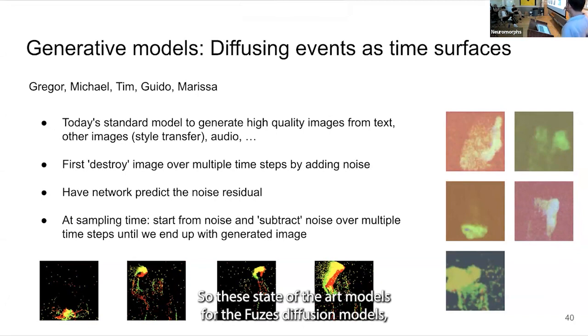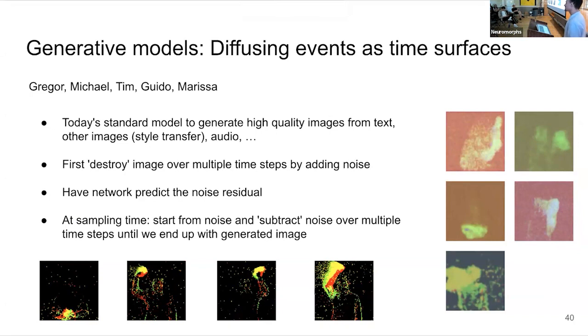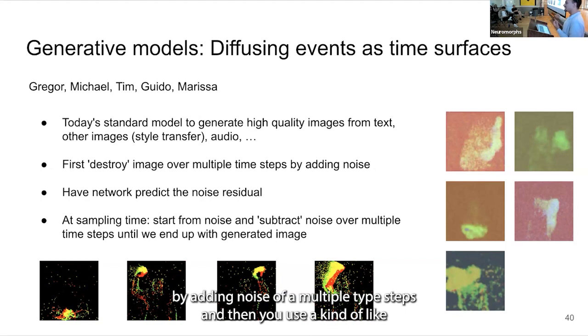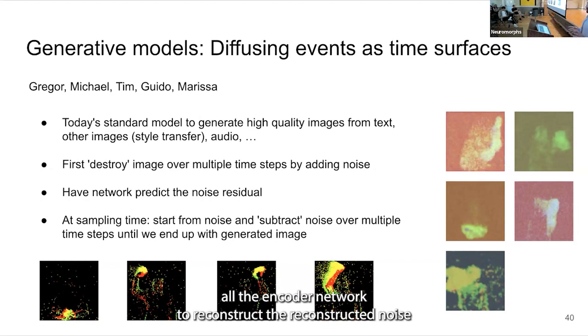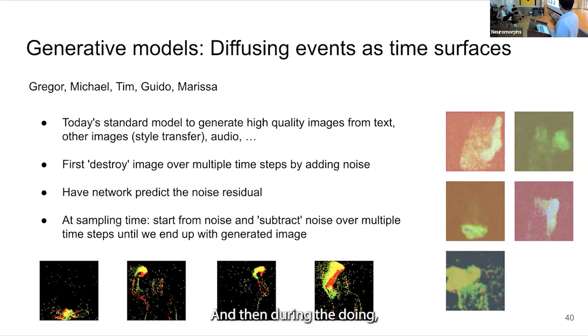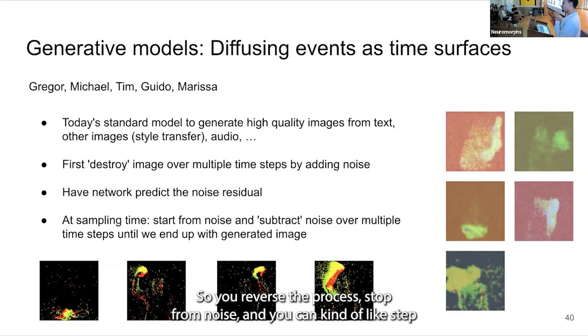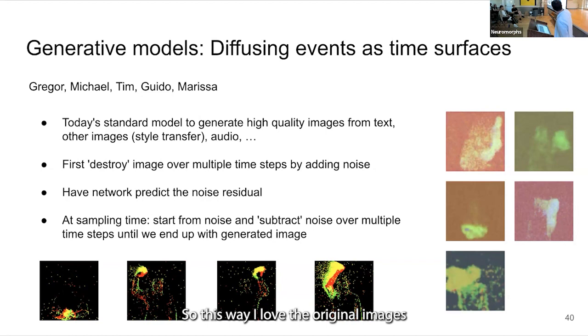These state-of-the-art models are called diffusion models, because what they do is first destroy an image by adding noise over multiple time steps, and then you use an autoencoder-like network to learn to reconstruct the noise, so that it learns, in this case, the image embedding. Then at prediction time, during sampling, you reverse the process: start from noise and step by step subtract the noise to generate these high quality images. So just to clear things up, these are the original images, and these are our high resolution crisp generated images.